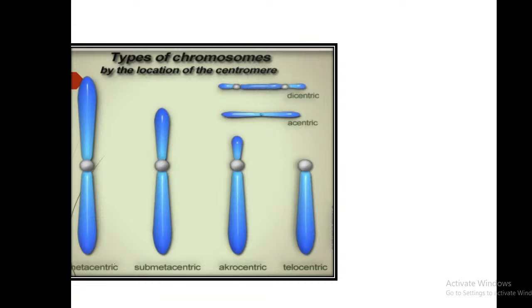Based on the location of the centromere, the chromosomes are divided into different types. This is a very easy portion and you get a question from it in your exams every time. It's very easy and simple, and based on the location of the centromere, the chromosomes are divided into different types.